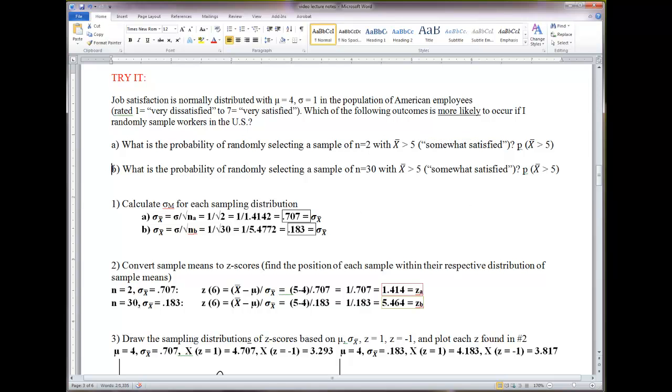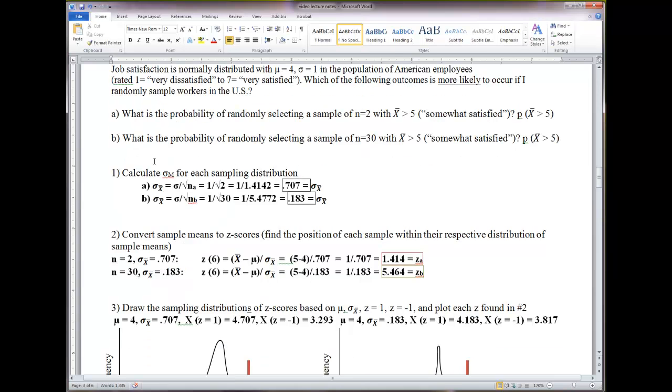And then in scenario B, we're looking for the same exact thing. We're looking for the probability of randomly selecting a sample with job satisfaction greater than somewhat satisfied, or 5 on the scale. But now our sample size is a bit larger. So this is just to show you how the results of your probability will change based on how large your sample size is. So before even doing this, you should be suspecting that, okay, well, I remember that sampling error decreases as my sample size increases. So we would expect to see that sort of change when we're looking at our data here. So let's see how this plays out.